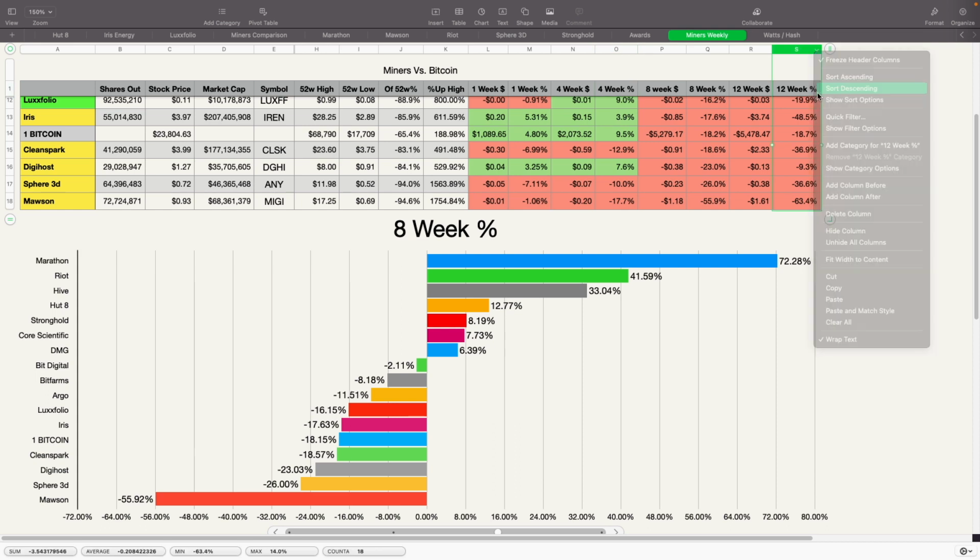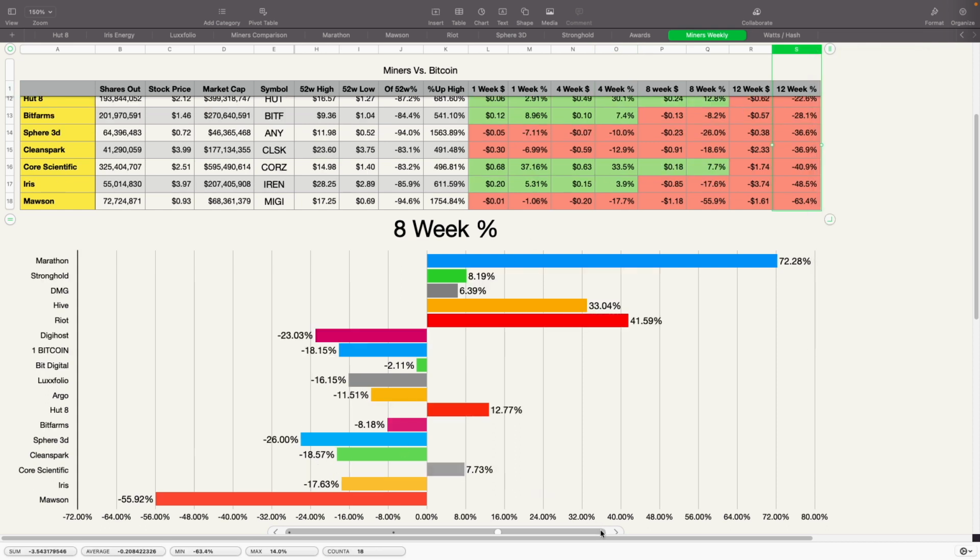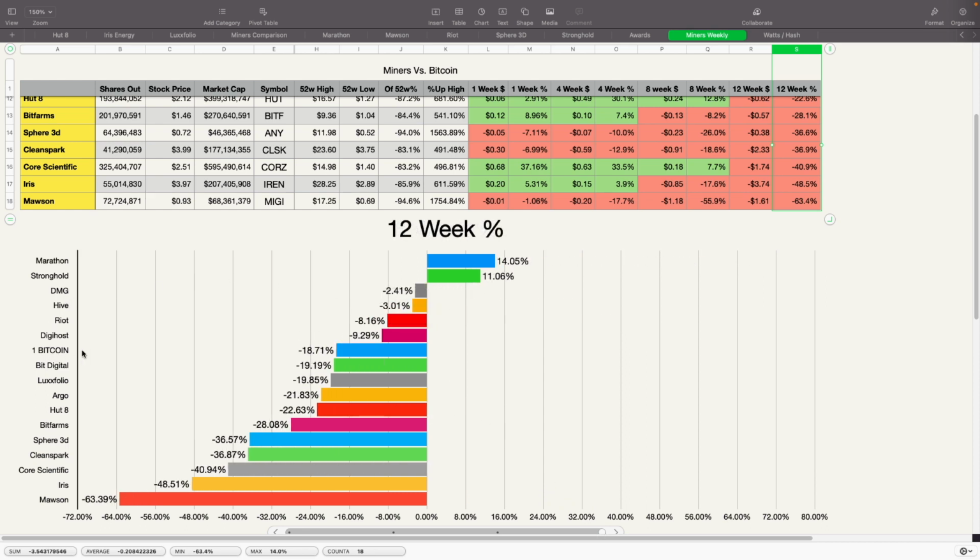Let's see here. And let's see, where's Bitcoin? Bitcoin's down 18.71 from 12 weeks ago. So these guys did worse. DigiHost, Riot, Hive, DMG, Stronghold, and Marathon's down 14%. And then these guys did better than Bitcoin for the 12 weeks here. Bit Digital, Luxfolio, Argo, HUT 8, Bitfarms, Sphere 3D, CleanSpark, Core Scientific is only down quite a bit, still 40%.